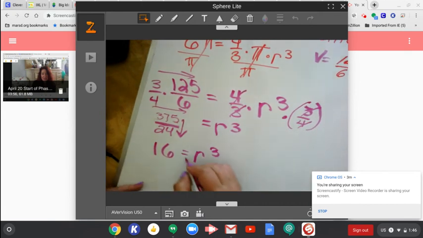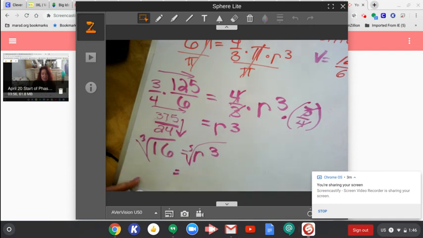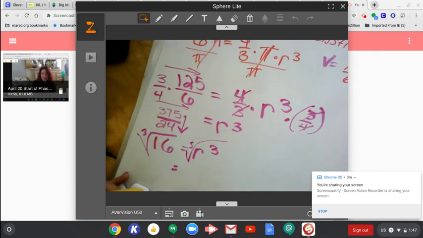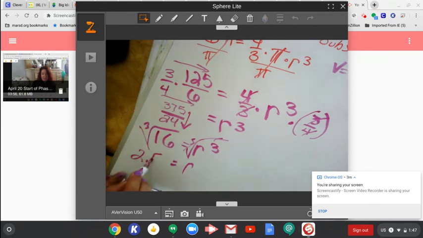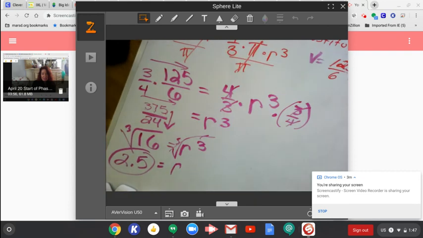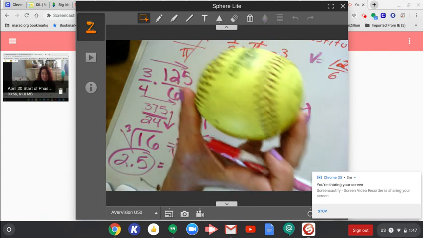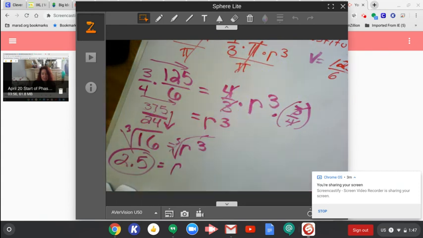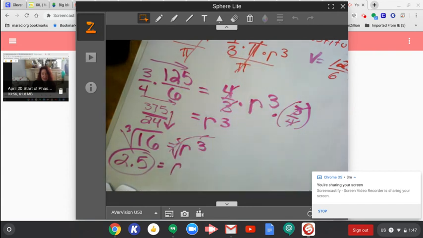Okay, I'm going to take the cubed root. Okay, and I'm going to take the cubed root of 16, which is approximately 2.5 rounded to the 10ths. And that is my answer. So if I wanted to know what the radius of a softball is, halfway across, the diameter would be 5 of the inside of the softball, and the radius would be 2.5.